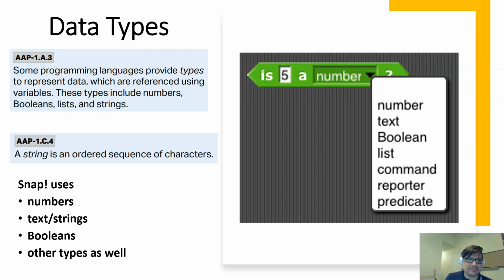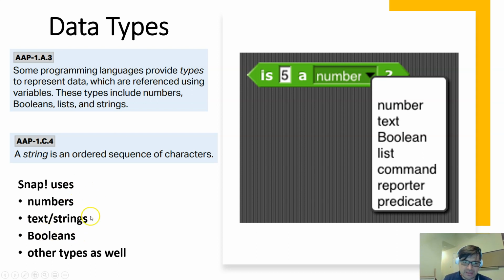programming languages have data types that include numbers, booleans, lists, and strings. A string is an ordered sequence of characters. In Snap, numbers, text and strings, text and strings are the same thing. Because a sequence of characters could be like one character, right? Even one is a sequence. So it could be a character, one letter. It could be a word. It could be a whole sentence. It could be a whole paragraph. All of that counts as a string or text.